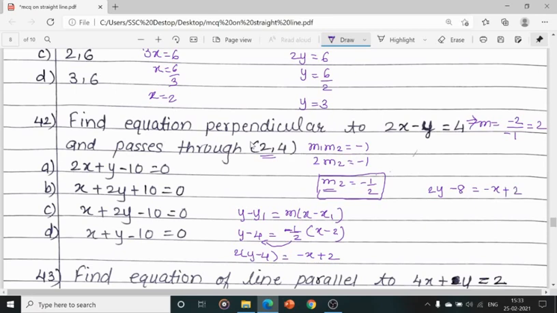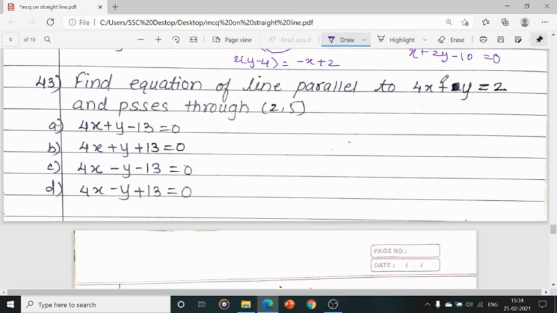Take all the values to one side. So 2y minus 8 plus x minus 2 is equal to 0. So 2y plus x minus 10 is equal to 0. Put it in the standard format. So x plus 2y minus 10 is equal to 0. x plus 2y minus 10 is equal to 0 is the answer.